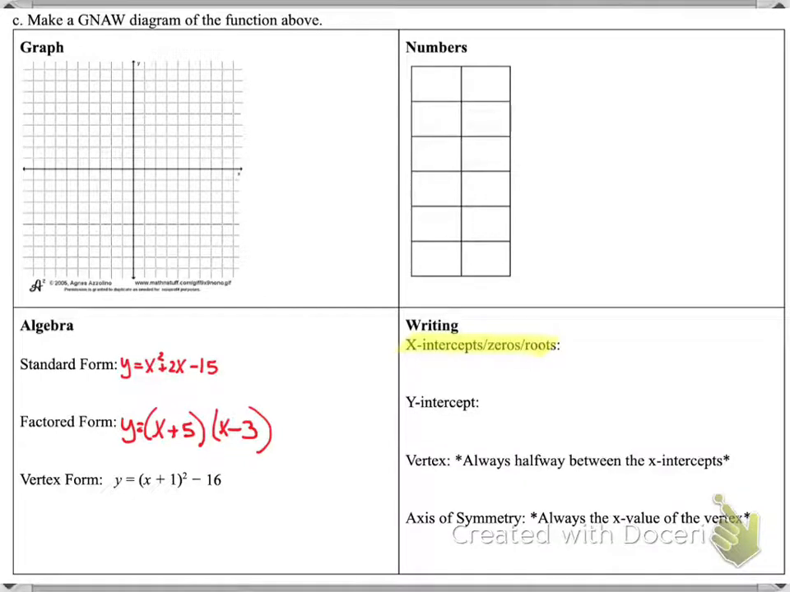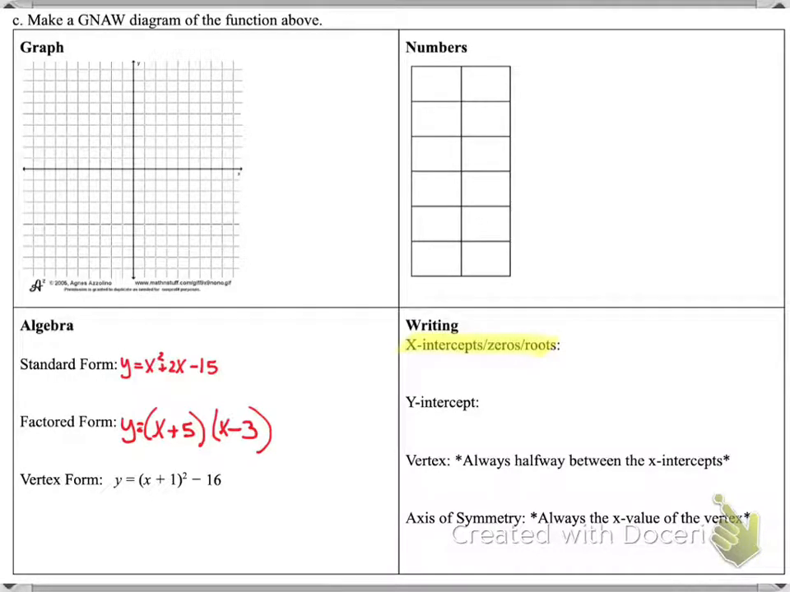The zero of an equation is when your y equals 0. Or of a function. And your roots, if you think about factors being the roots of numbers, they're also the roots of the equations, so roots make sense in that way as well.